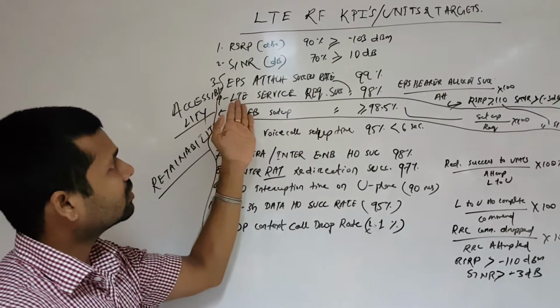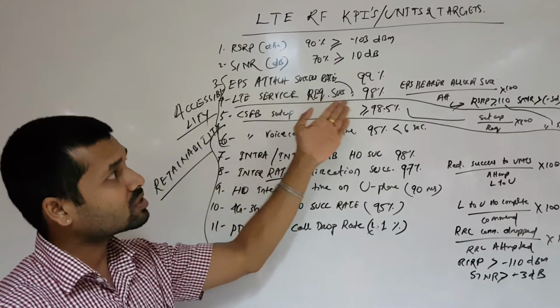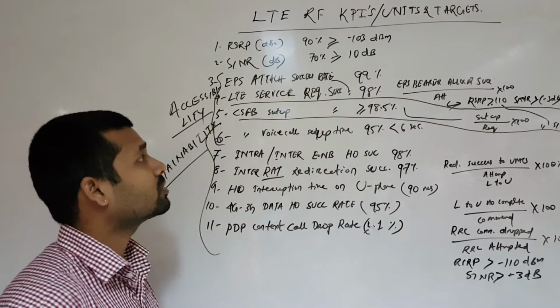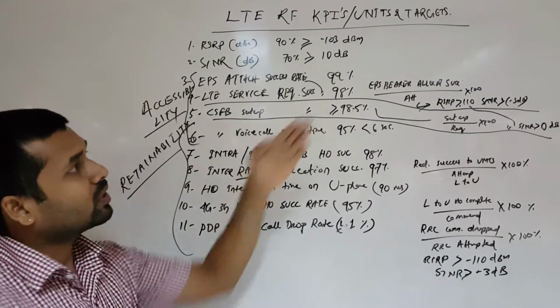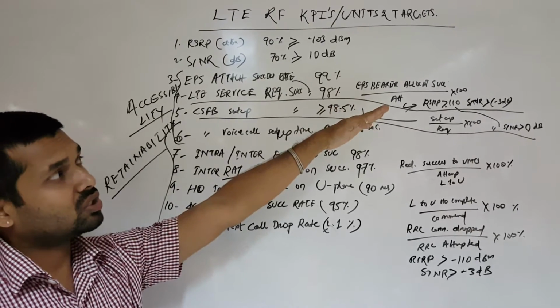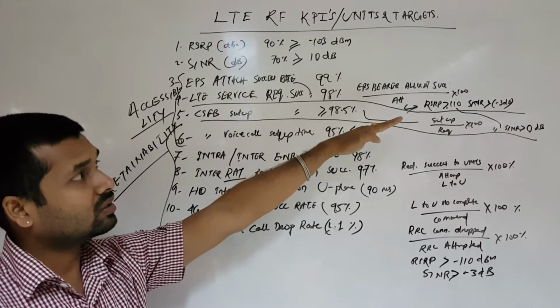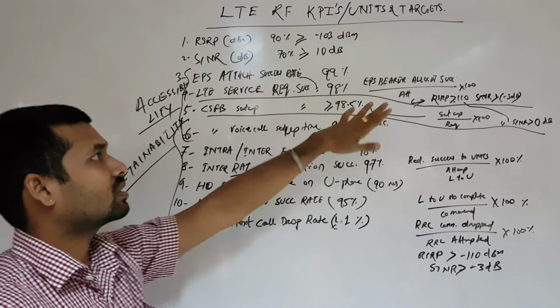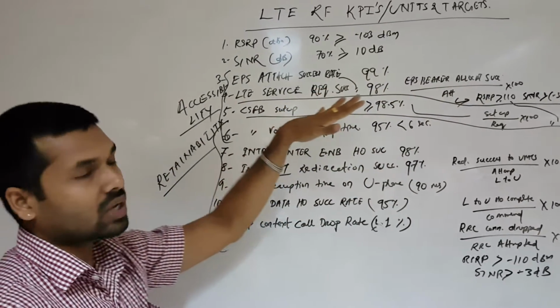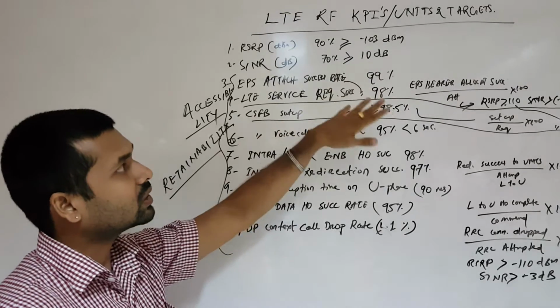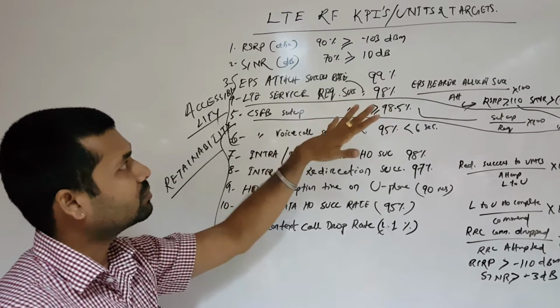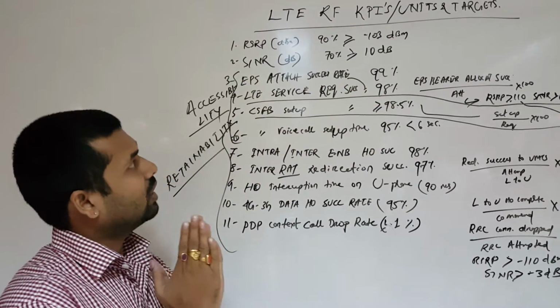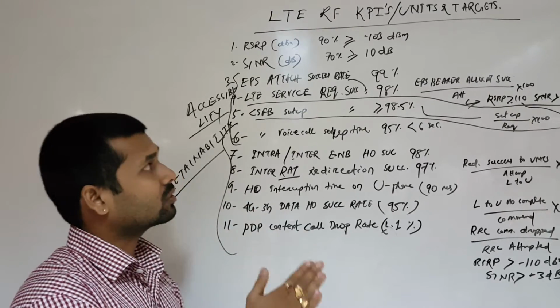The next one, the fourth one, is LTE service request success rate, which should be greater than 98%. So the formula is EPS bearer attach success divided by EPS bearer attach attempts into 100%. So that's the formula. We should have a target of greater than 98% to be achieved when we are trying to access the services of the LTE network.